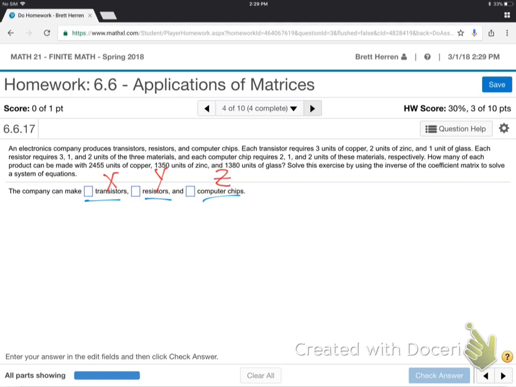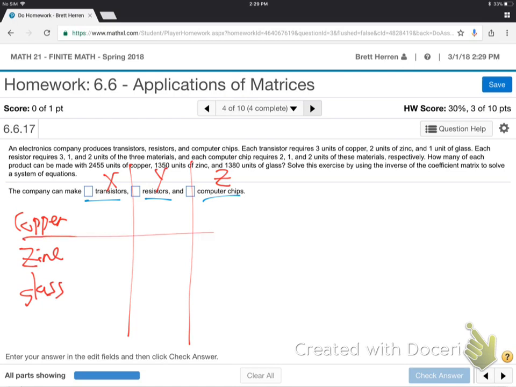X, Y, Z. That's at the top. And then the other quantities go down the side. What are those? Copper, zinc, and glass. For the transistor, which is X, it's 3 copper, 2 zinc, 1 glass. 3, 2, 1. That's all for transistors, so it went down. That's for X. Everybody tracking with me? And then for resistors, the middle, it's 3, 1, 2. Good on that. And then for computer chips, it's 2, 1, 2.